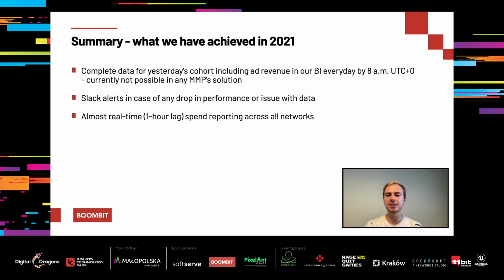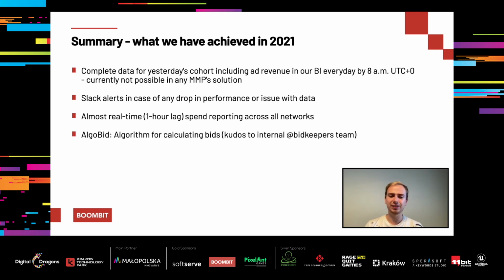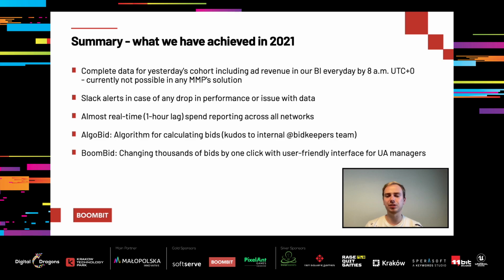Thanks to implementing polling spend internally, we can observe spend with a 1 hour lag. So in case of any rapid growth of spend for a particular app, we can also react almost immediately. It is especially important when an advertiser like Boombit has dozens of apps on user acquisition. We have created AlgoBit, an algorithm to calculate bids based on the prediction of LTV, which we are using in conjunction with Boombit, a tool combining all user acquisition data and actions in one place.